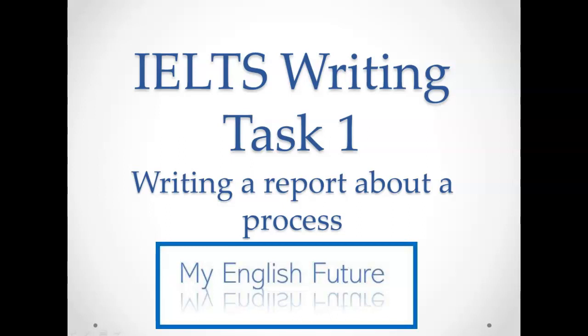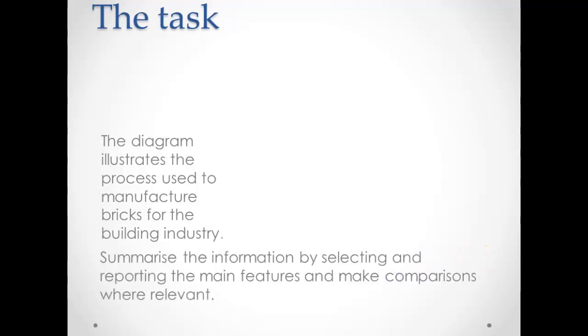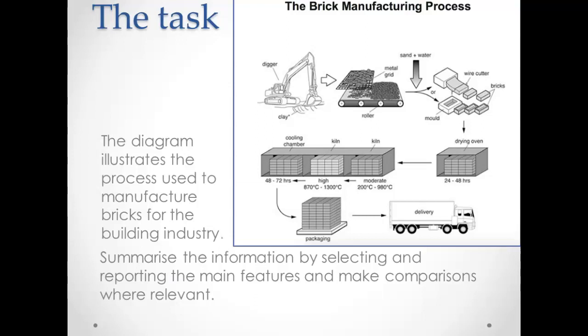Let's get good at writing a process description. In IELTS, you might be asked to describe a flowchart or a technical process or a natural process. Here is the task. The diagram illustrates the process used to manufacture bricks for the building industry. And of course this section is the same as every other IELTS Task 1. Here is the picture.